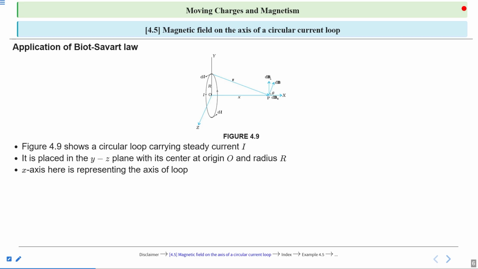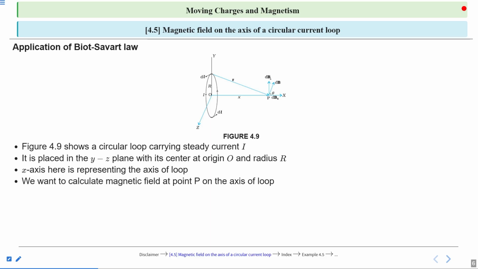Now, what is the x-axis representing here? The axis of the loop, because the center of the loop is at the origin. The center of the circular loop is at the origin, so its axis is lying on the x-axis. The x-axis is passing through the origin. So the axis of the loop is along the x-axis.